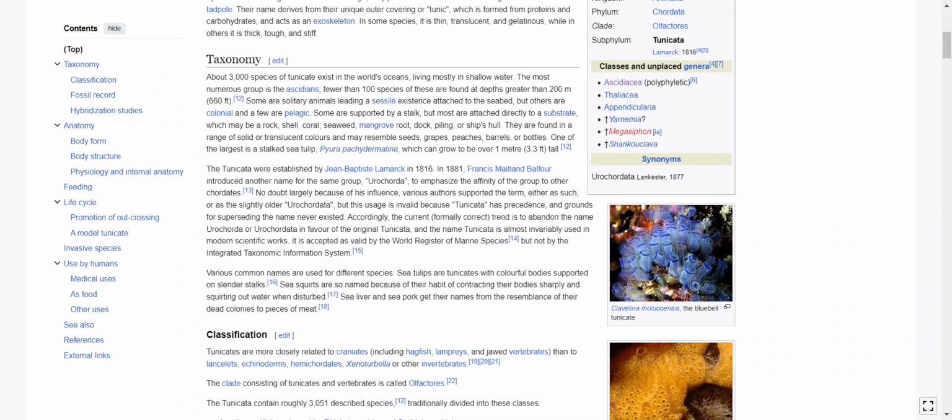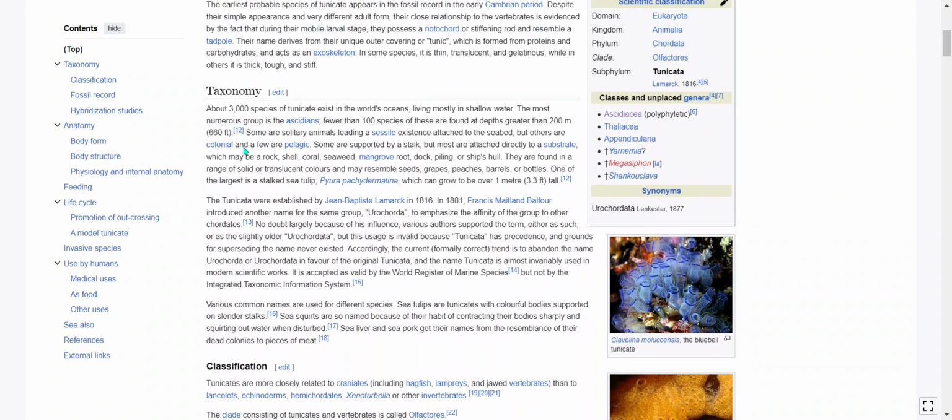Okay, I'm going to skim through this part. Taxonomy. About 3,000 species of tunicate exist in the world's oceans, living mostly in shallow waters. The most numerous group is the ascidians. Fewer than 100 species of these are found at depths greater than 200 meters.